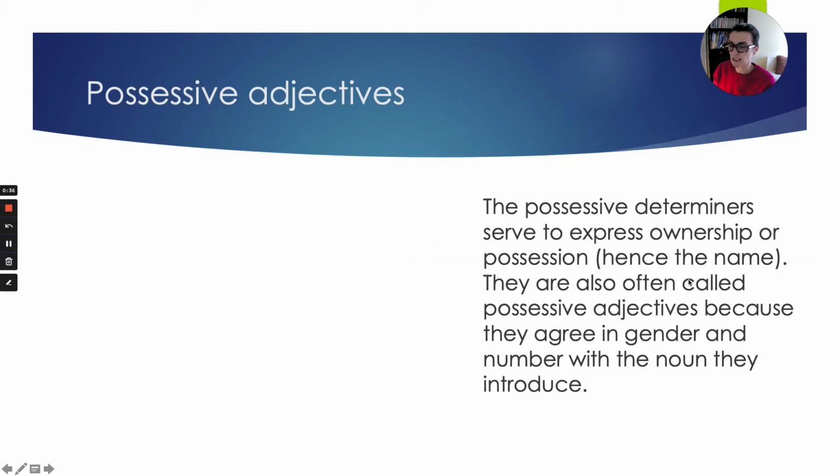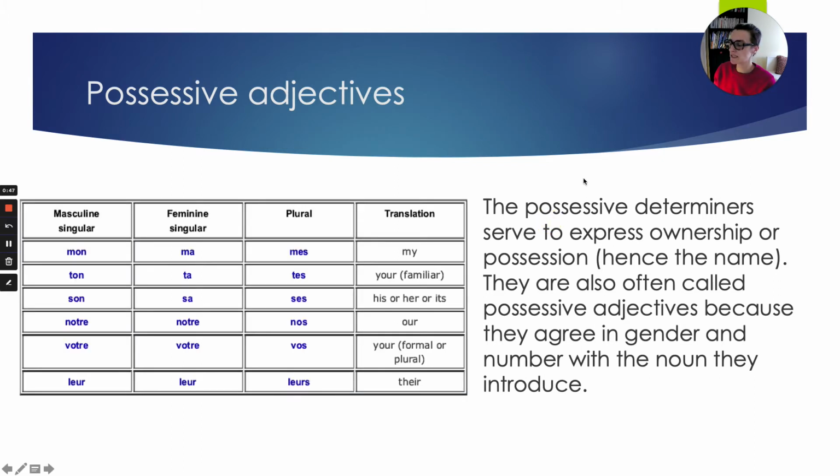Possessive adjectives express possession or ownership. That's my, your, their in English. Let's take a look at this table right here. You can see in French it's already a little bit different. What do you notice first? What's the main difference between English and French? It's the gender, right? You have a masculine form, a feminine form, and then you also have a plural form.